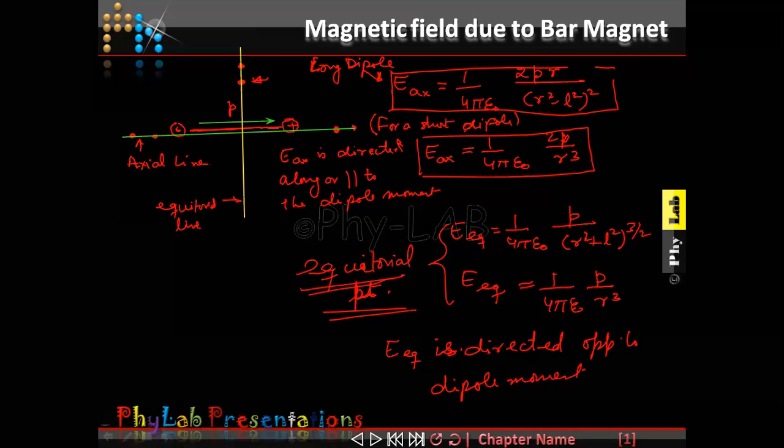Similarly for bar magnet now. So this was the result, and once again I would like to remind you all to practice the derivation of this. For here you should practice derivation. Now in magnetism we are going to use these results directly. We are not going to derive these results.